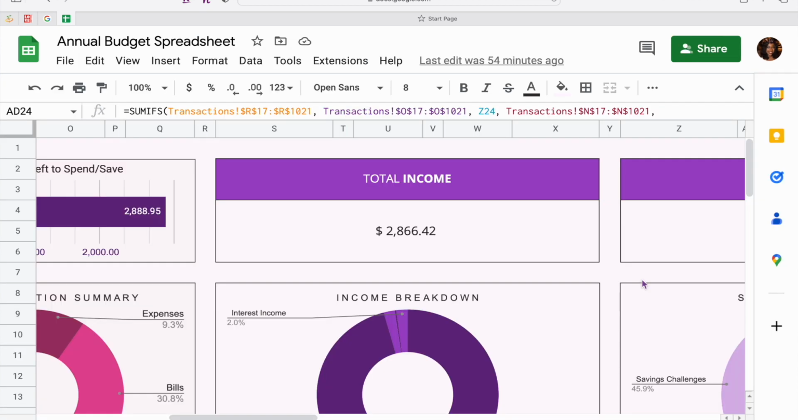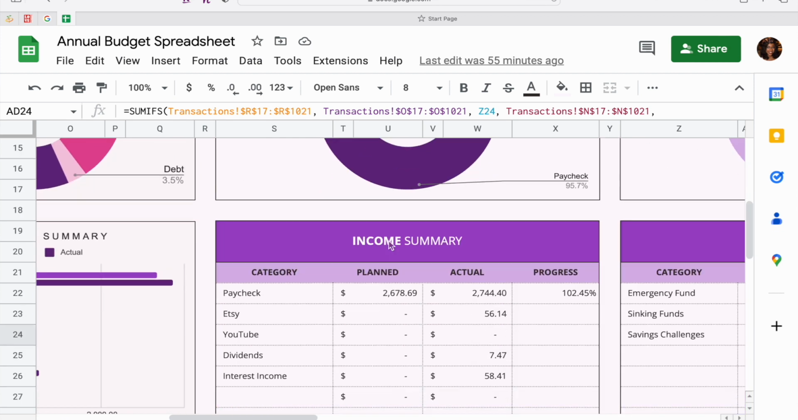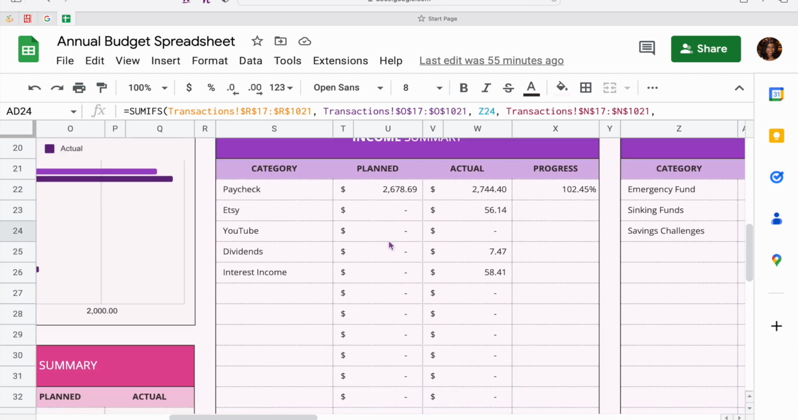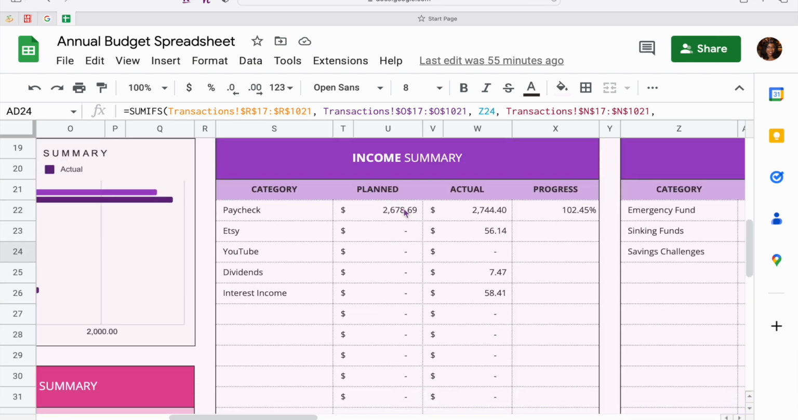So now we're on the monthly overview page of the budget. So I just wanted to show you guys what my total income was for this month. It was $2,866.42. And if we go down here, we can actually see how it's broken down. So my paycheck was $2,744.40. I got an Etsy income of $56.14. Unfortunately, I didn't get a YouTube check for last month, but hopefully I'll get one for this month. I got $7.47 in dividends and $58.41 in interest income.